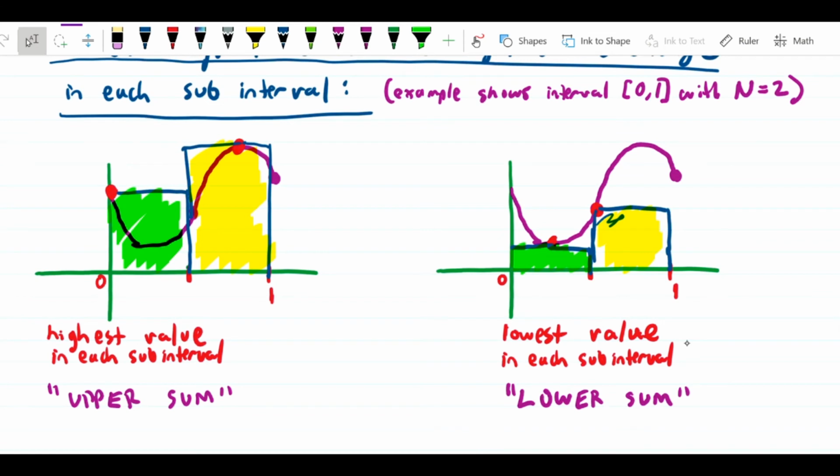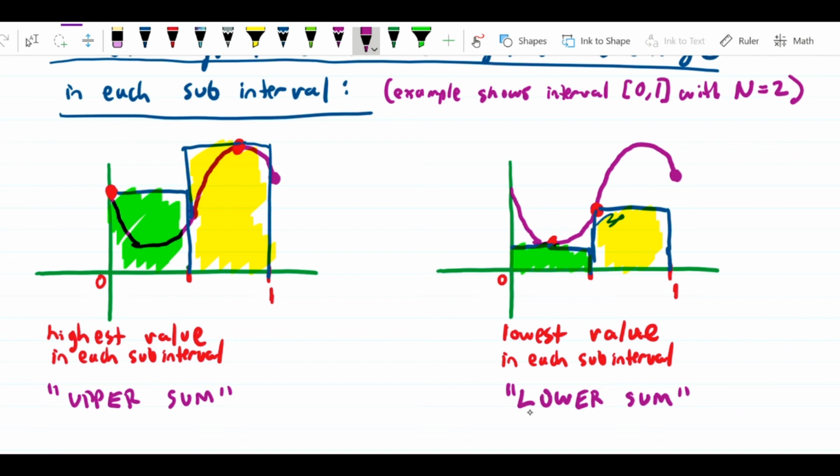And as you can see, the upper sum is always going to be greater than or equal to the lower sum. The only reason I have to put in equality is it's possible that the function could be a constant, in which case the lowest and highest value in each subinterval would be the same. Normally you're going to get something like this, where for the upper sum we have enormous rectangles and for the lower sum we have tiny rectangles.